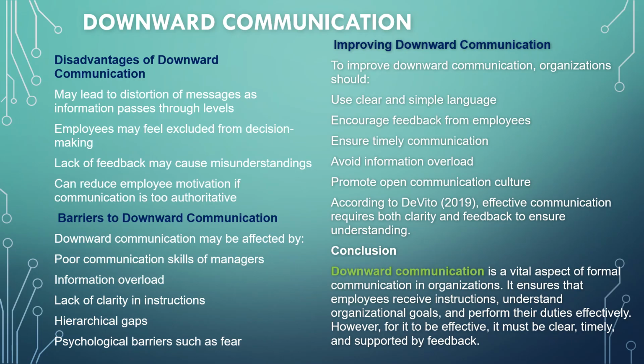So now, in summary, downward communication is a vital aspect of formal communication in organizations. It ensures that employees receive instructions, understand organizational goals, and perform their duties effectively. So, for it to be effective, it must be clear, timely, and supported by feedback.